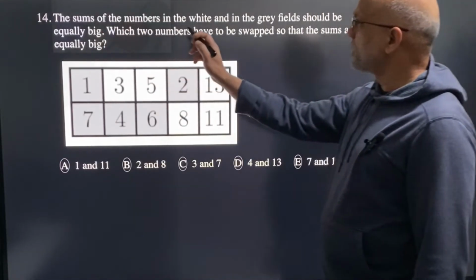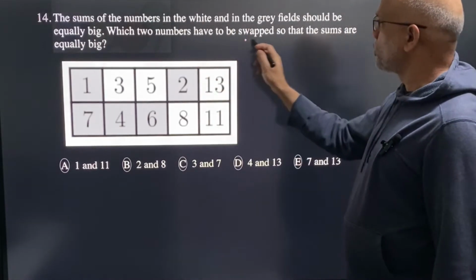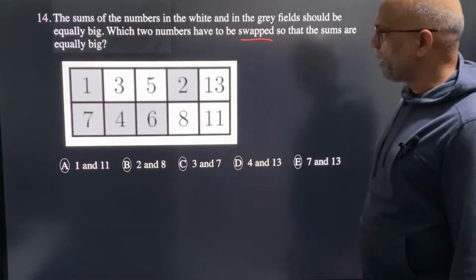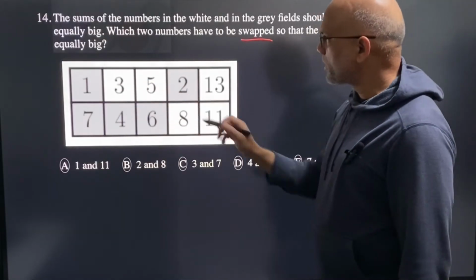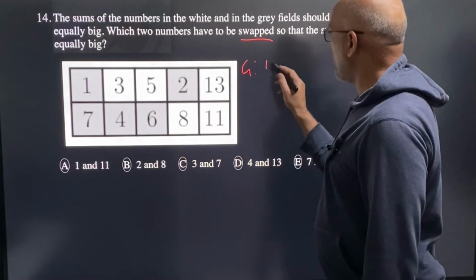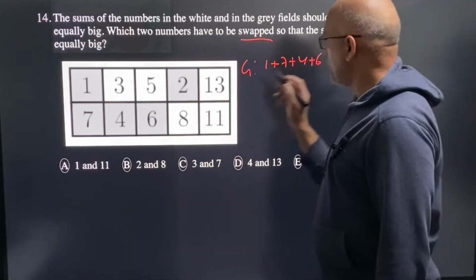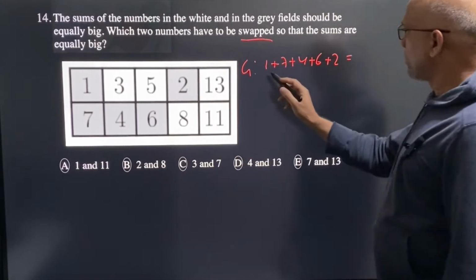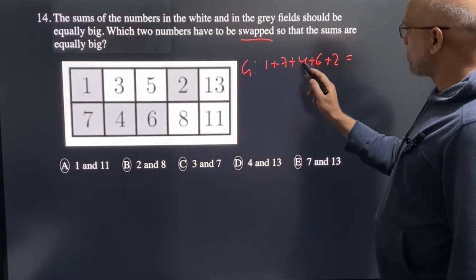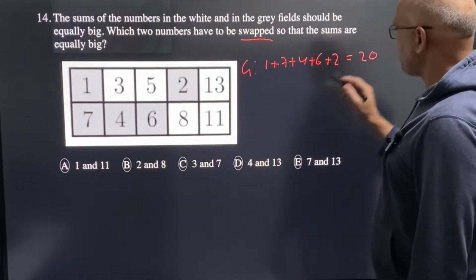The sum of the numbers in white and in the gray field should be equally big. Which two numbers have to be swapped so that the sums are equally big? Alright, so let me write down the numbers in gray first. G for gray: 1, 7, 4, 6, and 2. So this is going to be 1 plus 7 is 8, plus 4 is 12, plus 6 is 18, plus 2 is 20.